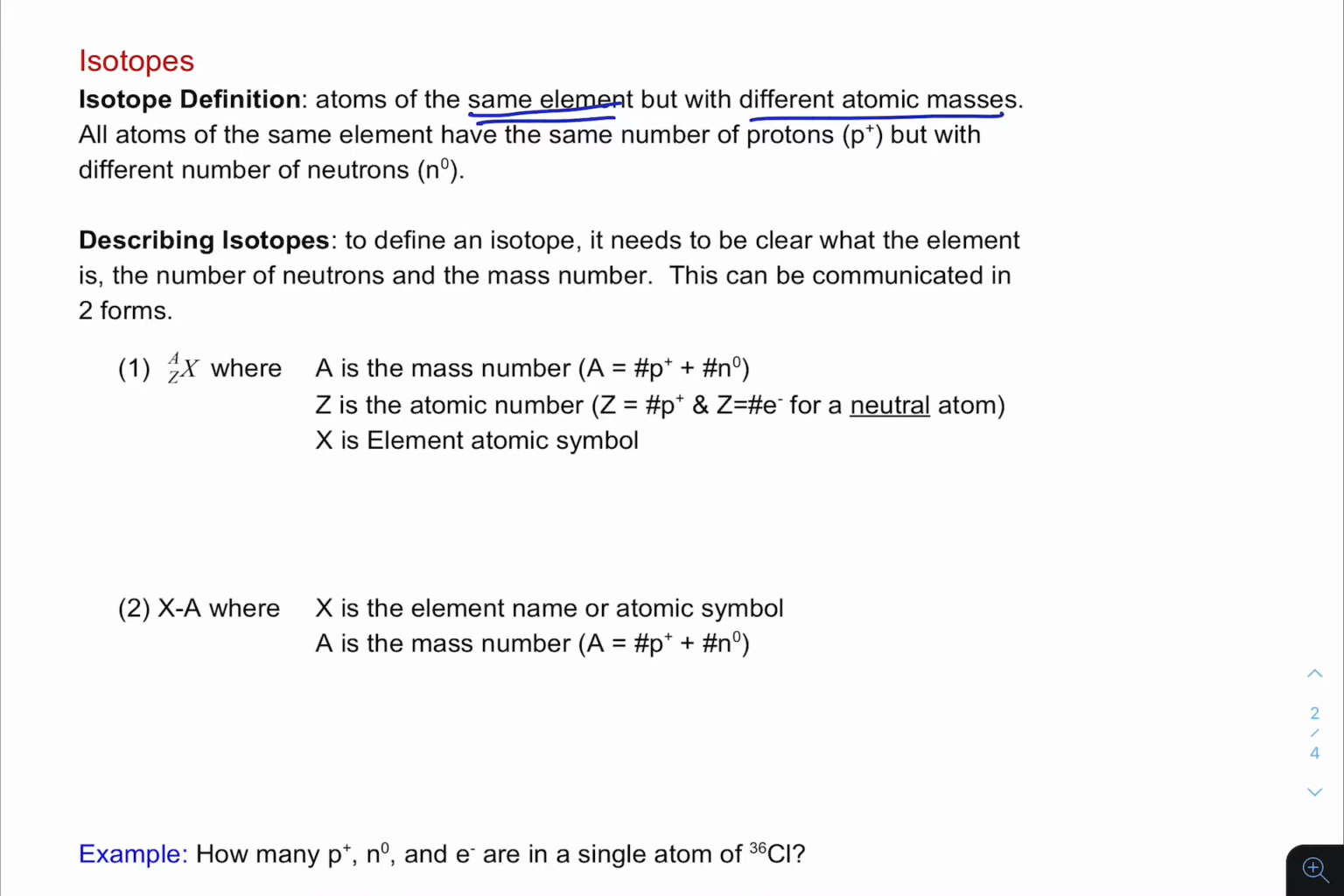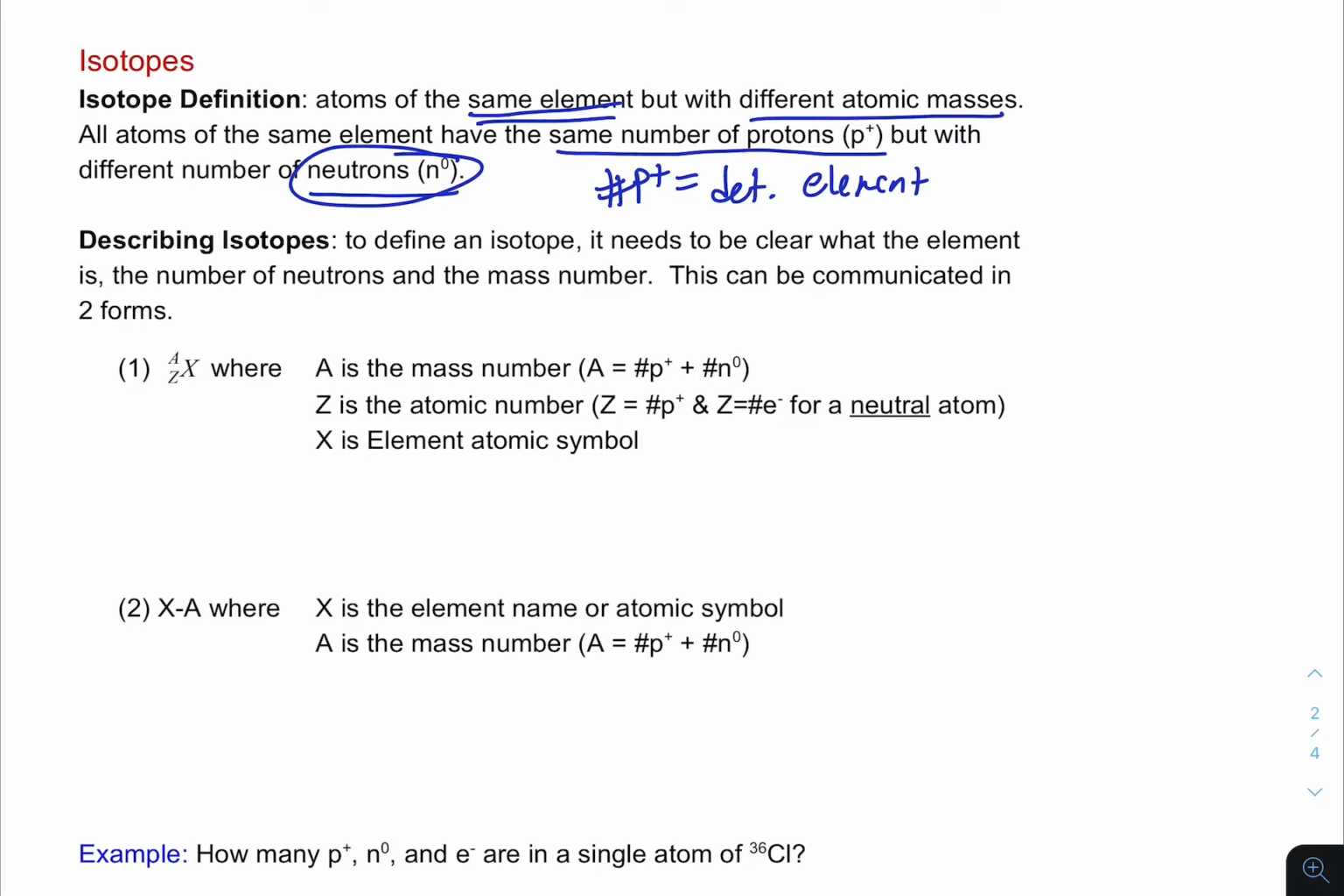Now, what causes them to have different atomic masses? Not a different number of electrons, because we mentioned electrons are so much smaller in mass than protons and neutrons, but it's a different number of neutrons. Now, they must have the same number of protons, because the number of protons is what determines the element of that atom. So if I have two things that have a different number of protons, they are different atoms of different elements.